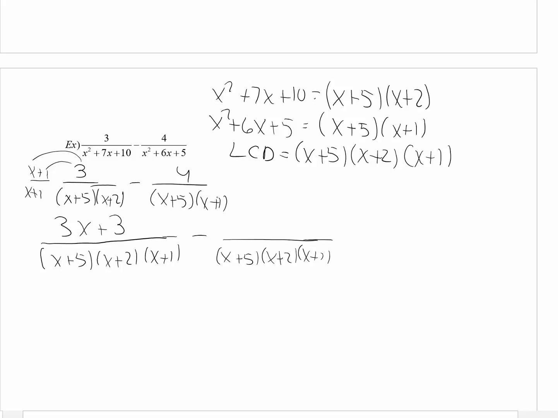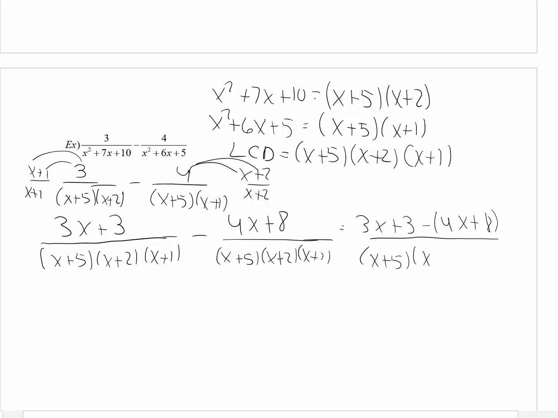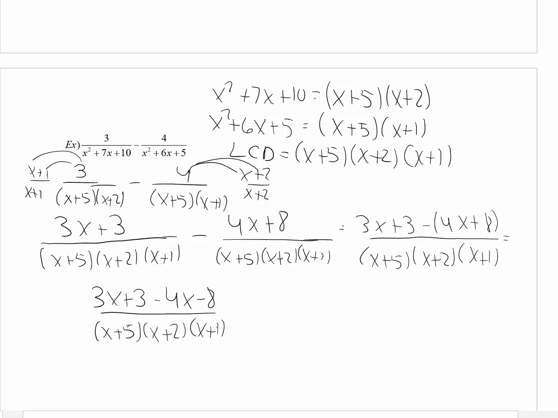What factor is missing in this denominator that is in my LCD here? Well, that's x plus 2. So I'm going to distribute. Now, I'm going to rewrite this as one fraction. But remember, I need to distribute the negative to both terms. So when I do that, I get this. Combine like terms.